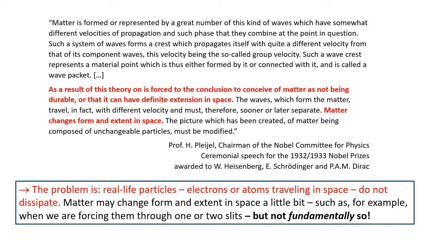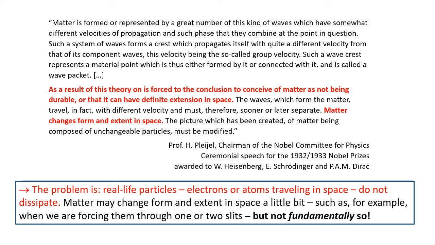So he gives an introduction about these waves that I just talked about, and he said, so we have these kind of waves, and matter is formed or represented already there in the language. You think, okay, so what is it? Is it formed or is it represented? Here he stays vague and says, well, I'm not going to say matter are these waves. No, we represent them by waves. But matter is formed or represented by a great number, again infinite, I don't know, of this kind of waves, and of course he understands that they have somewhat different velocities of propagation. I said they have different phase velocities, these component waves, and they have a phase, but they combine to represent our matter particle at the point in question.